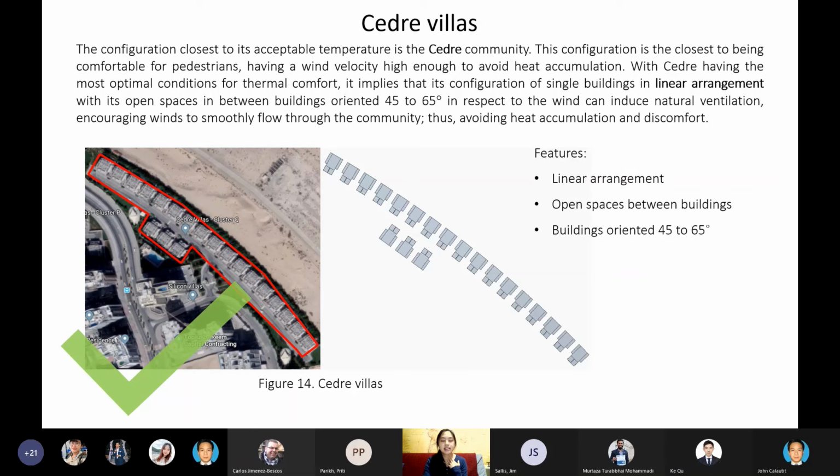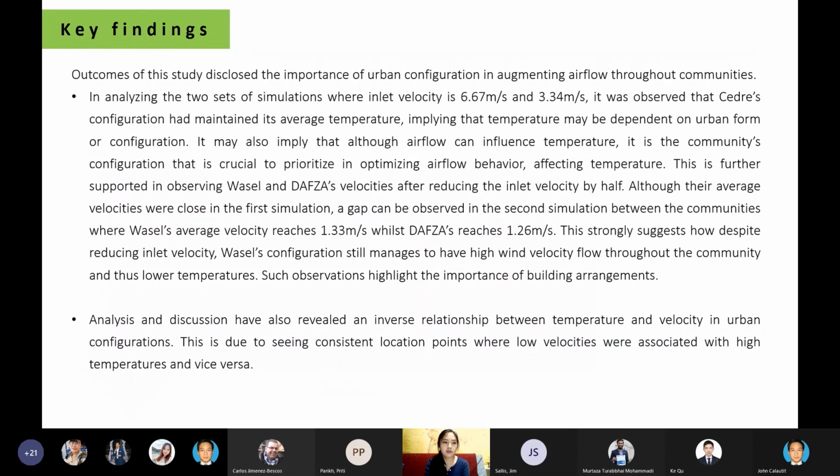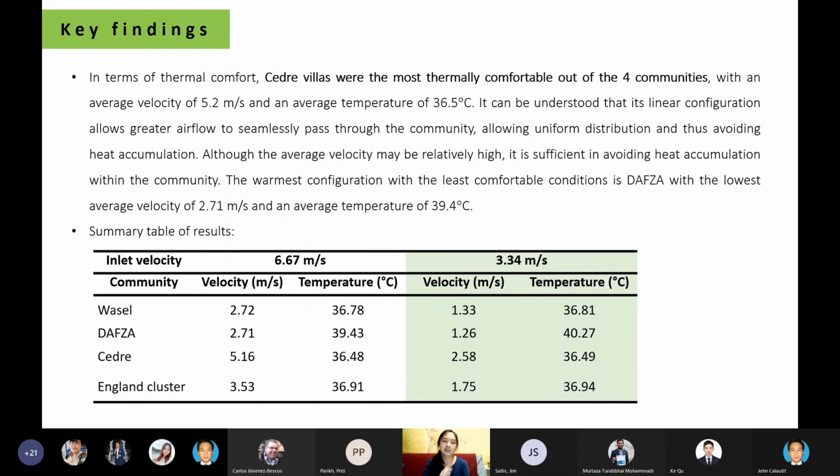We can see that Cedar Villas actually reaches the closest to the acceptable temperature, probably because of the linear arrangement and the open spaces between the buildings, which encourage wind to flow smoothly throughout the community, thus avoiding heat accumulation and discomfort. In terms of thermal comfort, as I said, Cedar Villas were the most thermally comfortable out of the four communities.